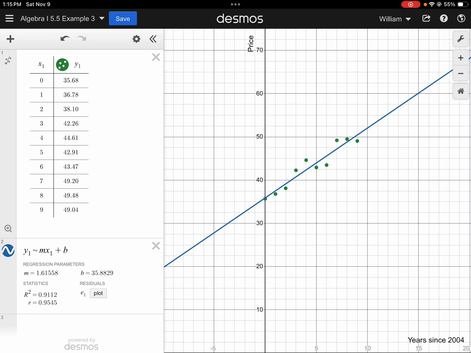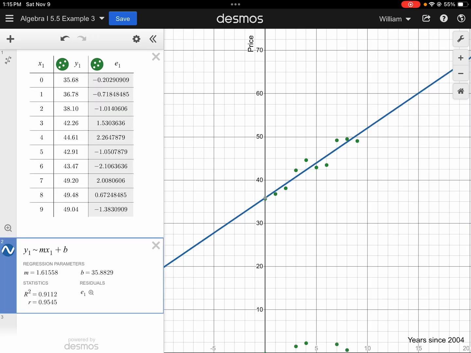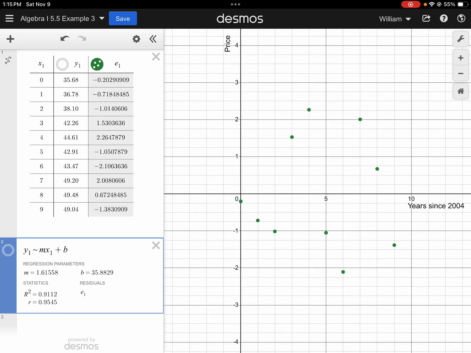I can look at that. Now, if you look here, do you see under the Y1 column or box, it says residuals. I'm going to plot my residuals. So there are my residuals: negative 0.2, negative 0.7, negative 1.1. Now, it's kind of confusing having my residuals and my least squares regression line, so I'm going to turn off my line. And then you see the little magnifying glass next to residuals. If you click on that, there are my residuals.